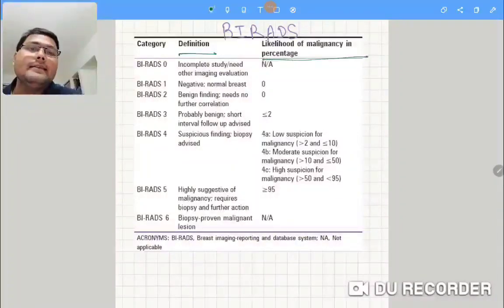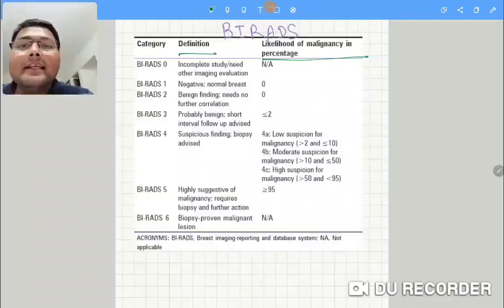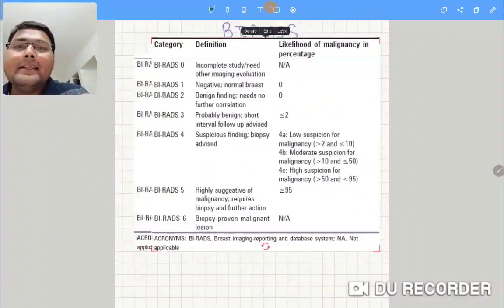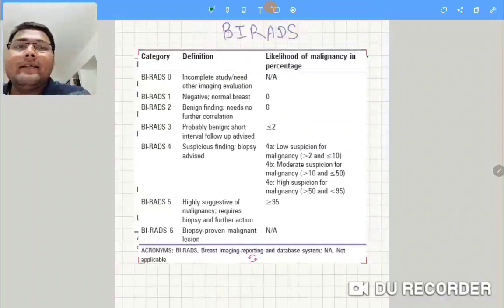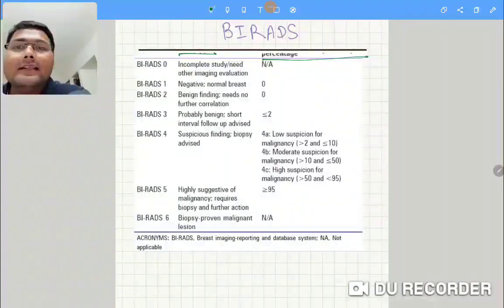Okay, so BI-RADS 0: its definition is an incomplete study, or it needs other imaging evaluation. It's an incomplete study and needs other imaging evaluation, right?